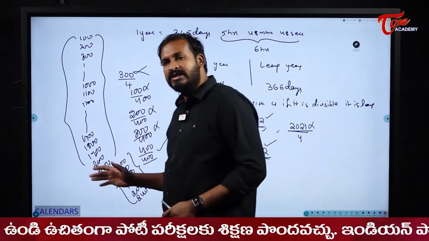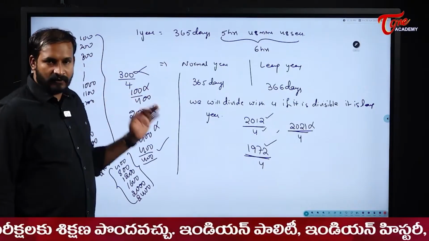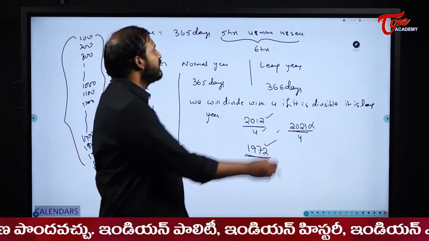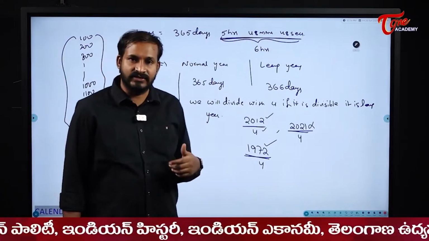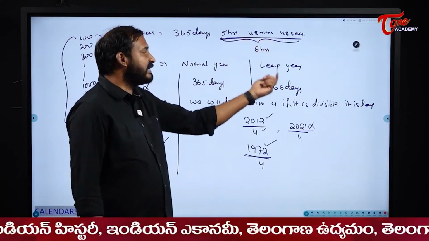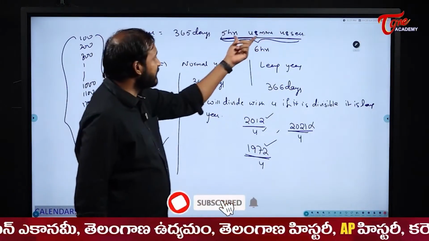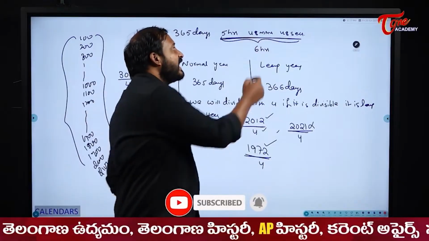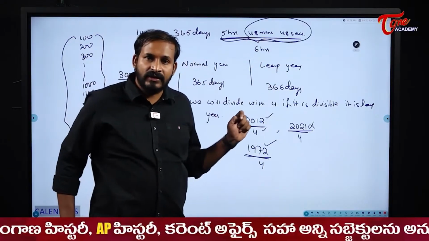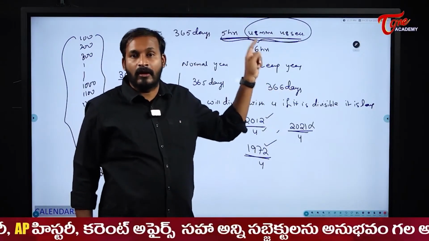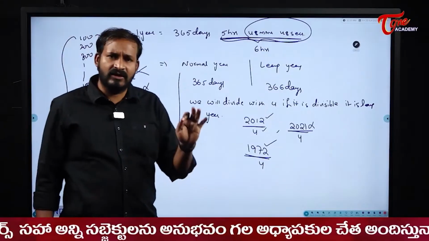Sir, why? What is the difference? Why are we dividing by 400 instead of 4? See here, students, is it exactly 6 hours? No. To compensate this additional time, we add 1 day extra every 4th year. Okay, good. But is it exactly 6 hours? No. That means we are adding additional time, right? We should compensate that also. To compensate that, we are deleting the leap years at the centuries, students. That is the only reason.